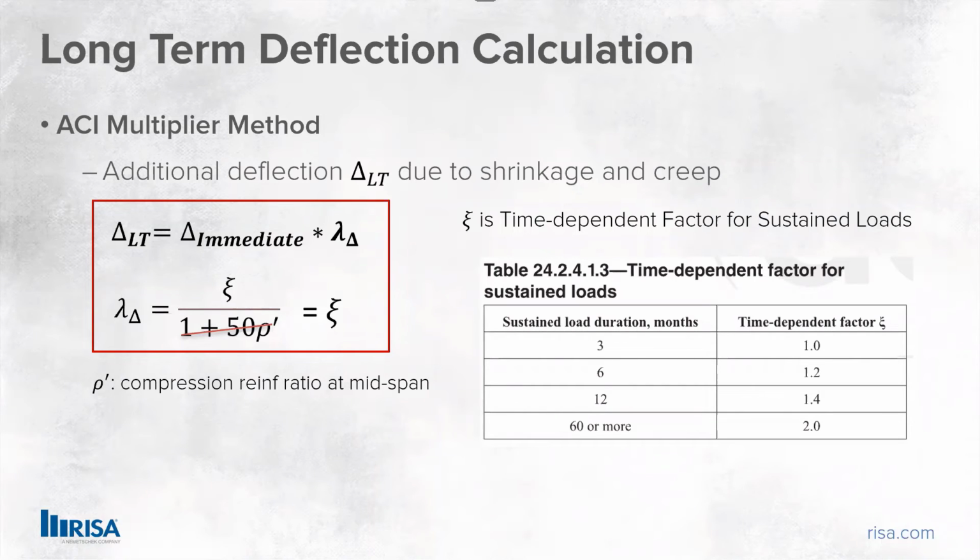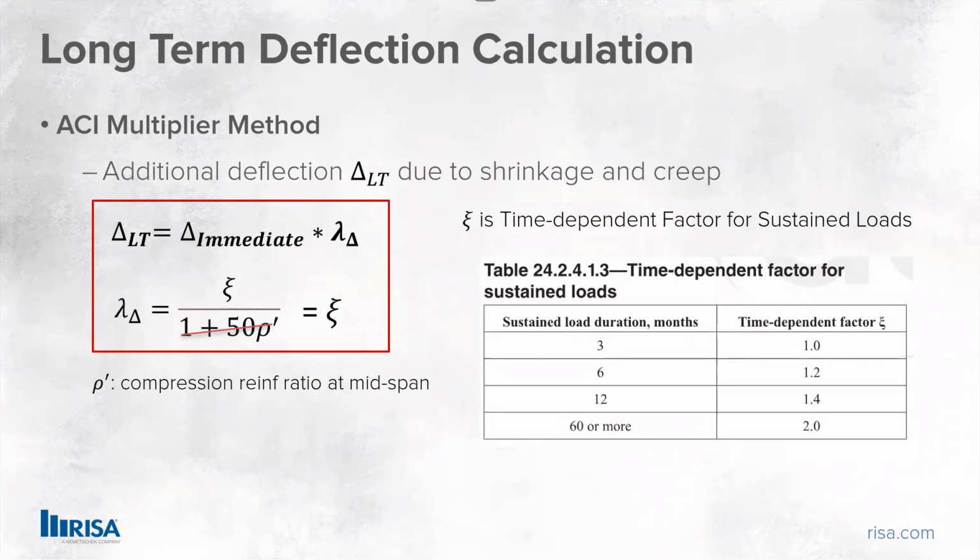So your xi is defined in the ACI as the time dependent factor for sustained load. So ACI gives this nice little table, which you can check based on your sustained load duration in months. And then you can find your xi factor. So if you have a 3 months duration, your factor will be equal to 1.0. And if you have 60 months or more, this factor will become 2.0. So if you want to know the factor between some of these durations, you can either do a linear interpolation, or I actually have a nice curve, which you can find this factor based on the duration of time.